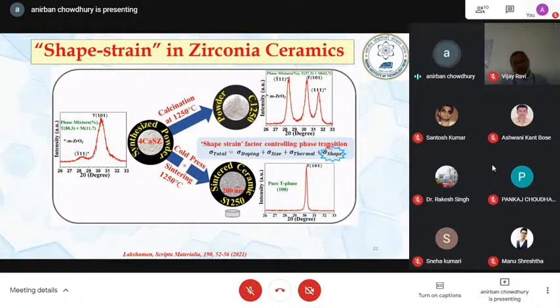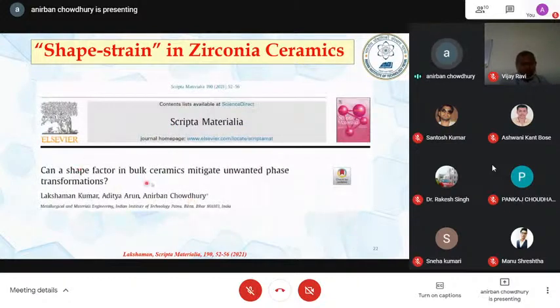We showed that when you shape it under constraint, there is a shape strain, and that can mitigate a phase transformation, that can control a phase transformation. When that can control a phase transformation, you do not see any unwanted phase happening over there. How did we do it? This is just this year we have published with one of my PhD students, Lakshman. So this is what we published this year on this theory.